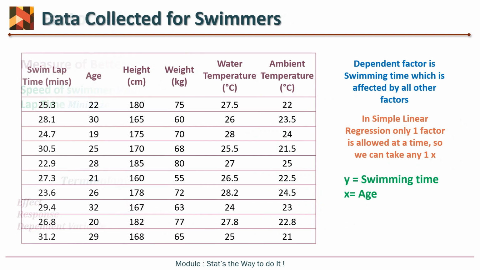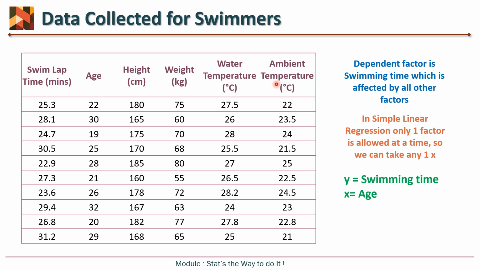So let us proceed. The data which is collected for swimmers. You can see here are 6 columns. We have collected data like swim lap time. Obviously we have taken a sample of 10 swimmers, so we have collected the data for 10 swimmers: their swim lap time, their age, height in centimeter, weight in kg, then water temperature in degree Celsius and ambient temperature. So we already know our dependent variable, or we can say the measure of betterness, is swim lap time, which is affected by the other 5 factors.